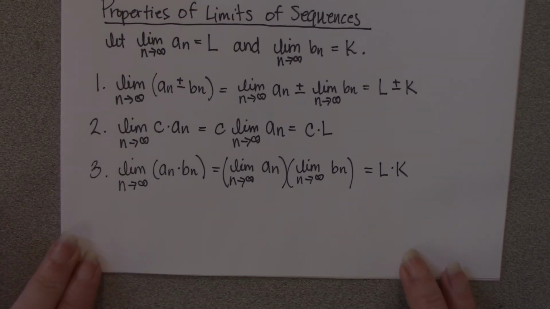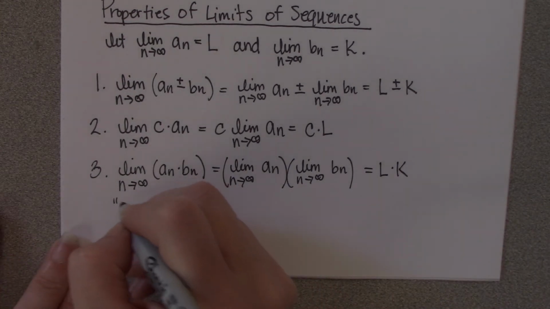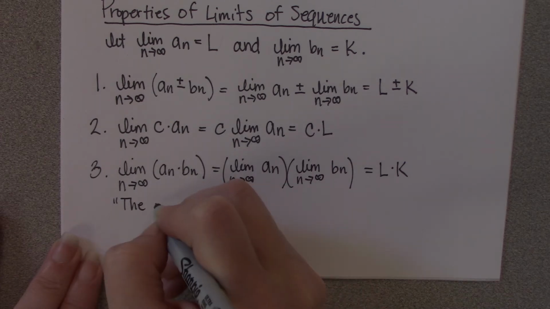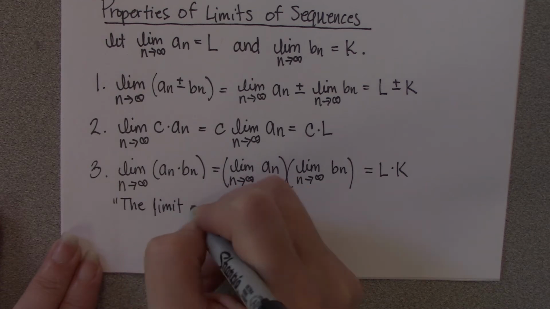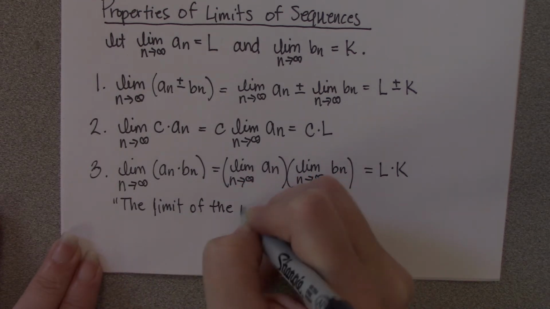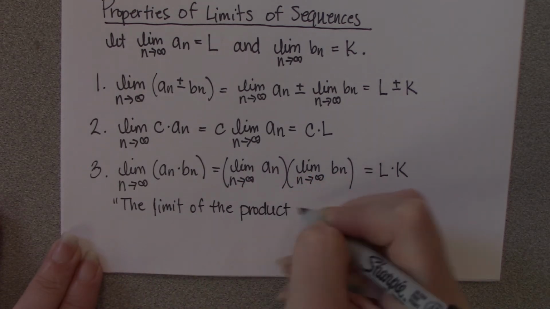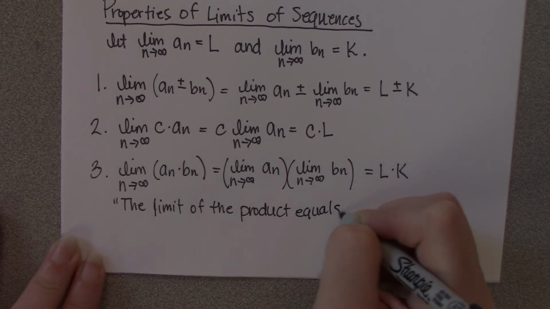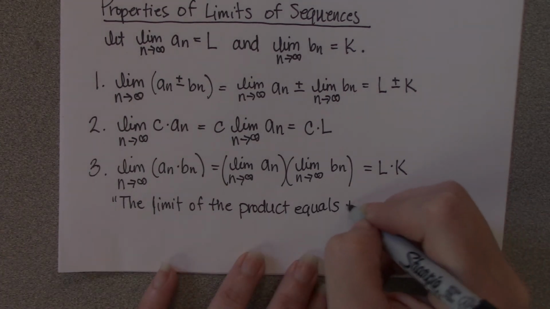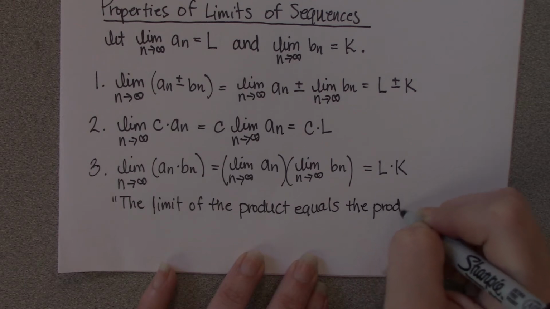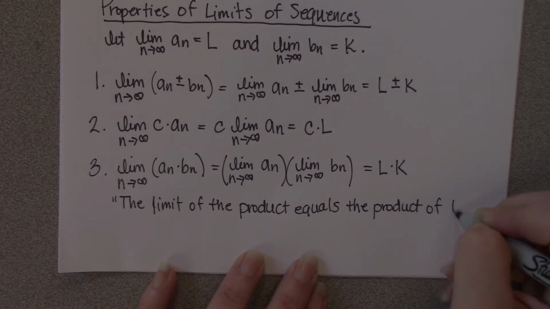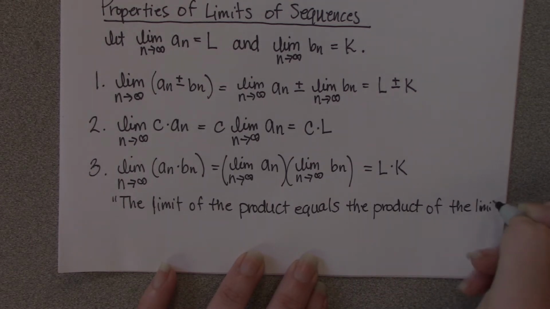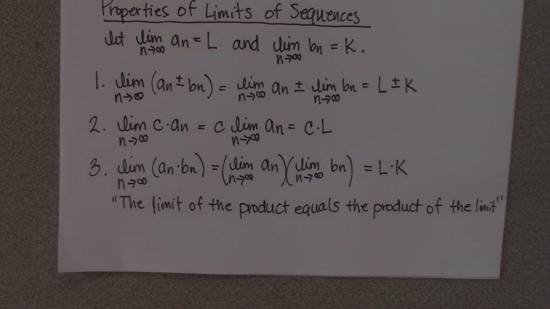So this was a property that we learned back in Calc 1, and what we used to say was the limit of the product equals the product of the limit.